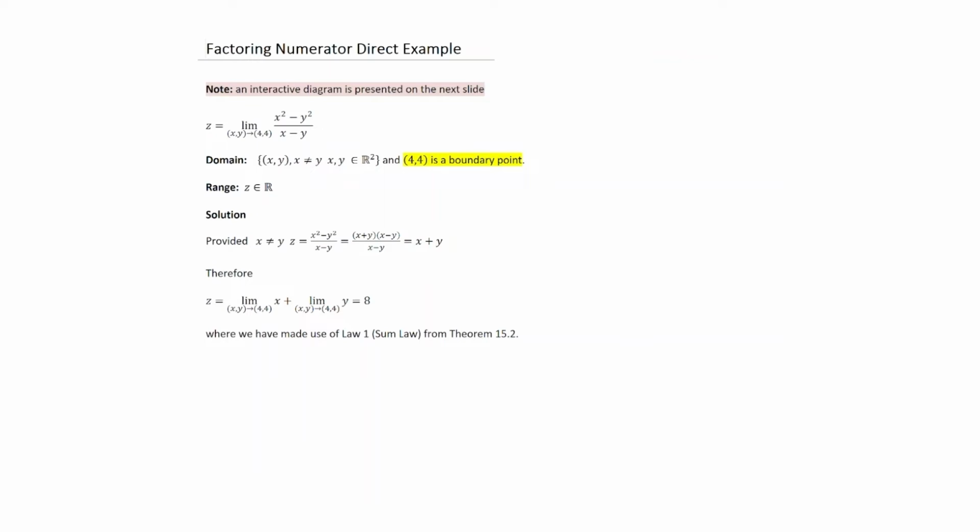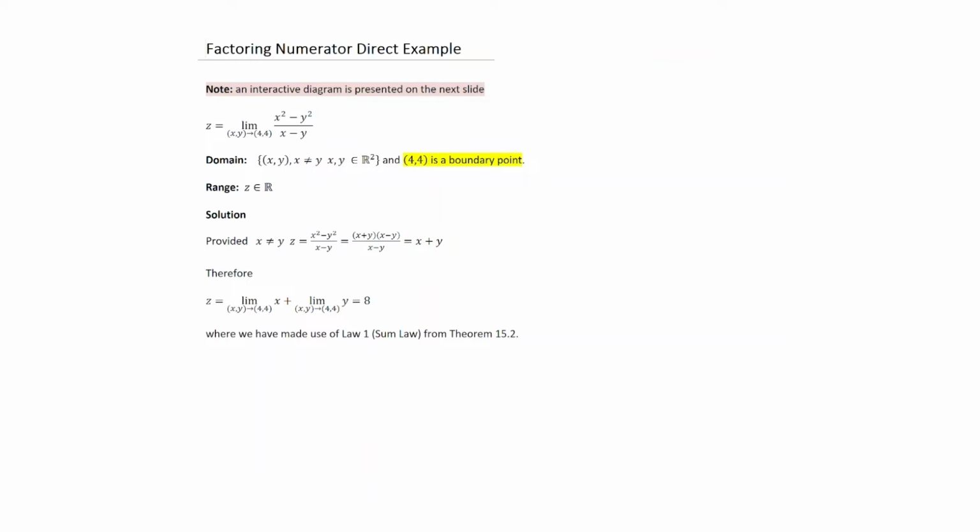You can show that to be the case, because the numerator can be positive or negative depending on the value of x with respect to the value of y. Okay, so in using the factoring numerator approach, we need to take the numerator and just factor. It's a quadratic expression. And so x squared minus y squared is the same as x plus y times x minus y, divided by x minus y.